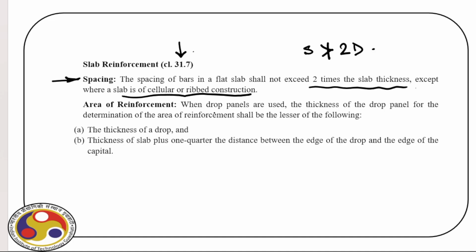Now, area of reinforcement. When drop panels are used, the thickness of the drop panel for the determination of the area of reinforcement shall be lesser than the following: the thickness of the drop, or the second option, the thickness of the slab plus 1/4 the distance between the edge of the drop and the edge of the capital. So, based on that, we first have to find out the area of reinforcement, and then we have to apply the spacing. We have to make sure that the spacing is maintained accordingly so that it is not greater than 2 times the depth.